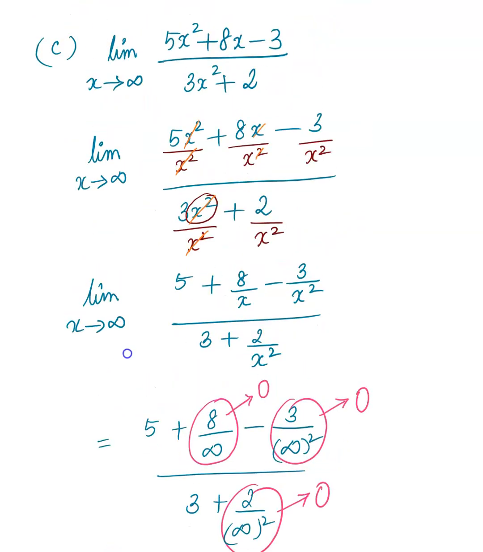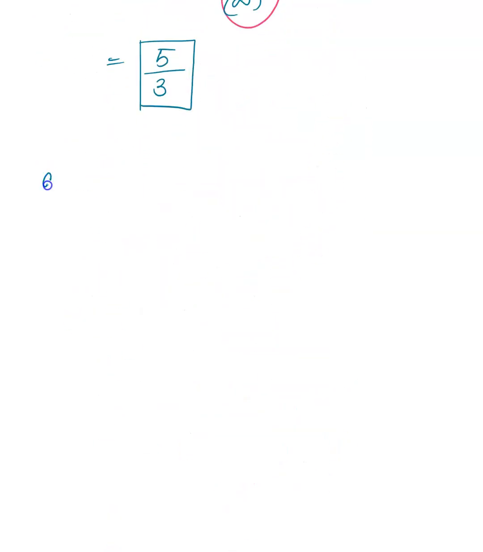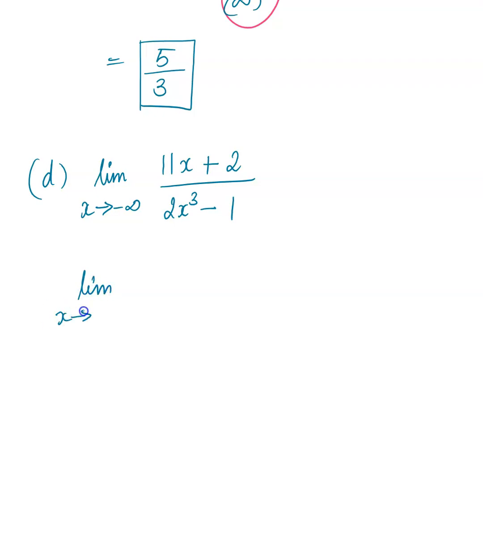What number was this? C. So let's go to D. Limit of 11x plus 2 over 2x cubed minus 1, and here x approaches negative infinity. So let's apply the same technique, where each term in the numerator should be divided by the highest power in the denominator.